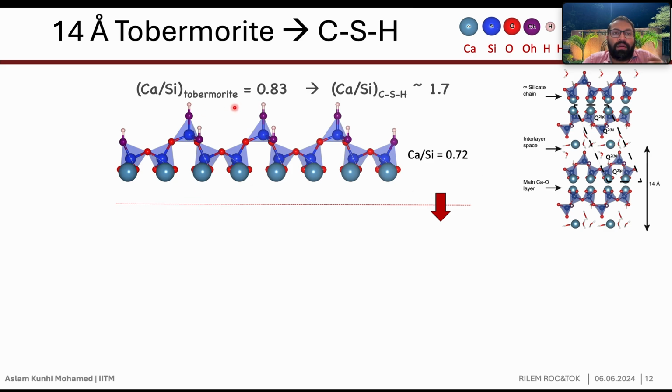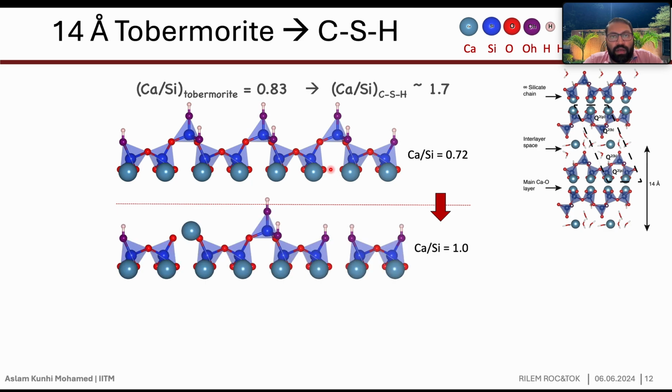Now, how do you go from the tobermorite structure, which has a calcium silicon ratio of 0.83, to CSH, which typically has a calcium silicon ratio of 1.7? What I have shown here has a calcium silicon ratio of 0.72. Now I create some defects in it by removing silicate bridging tetrahedra and adding 2 protons to charge balance. And here, instead of protons, I add a calcium to charge balance. Now I increase the calcium silicon ratio to 1.